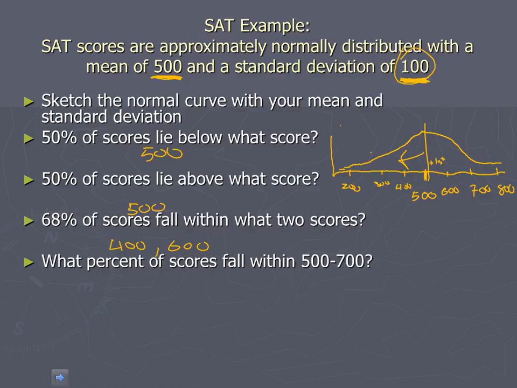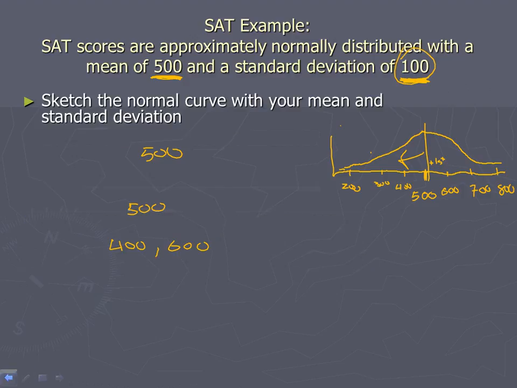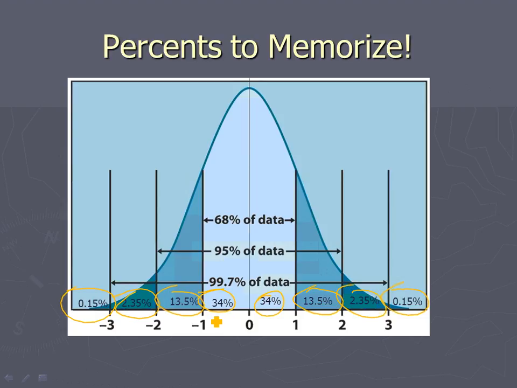You get it? You have all of your percentages, right? Between 500 and 700 is between what standard deviations? Between 0 and 2. Okay? What we're going to do is, between 0 and 2, look at what percentage of our data is between 0 and 2.